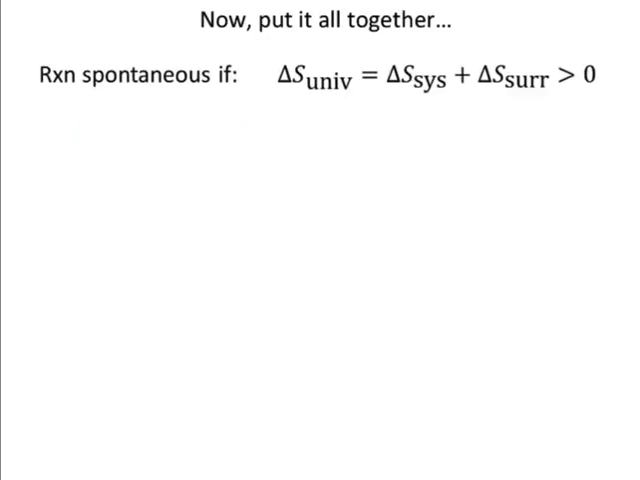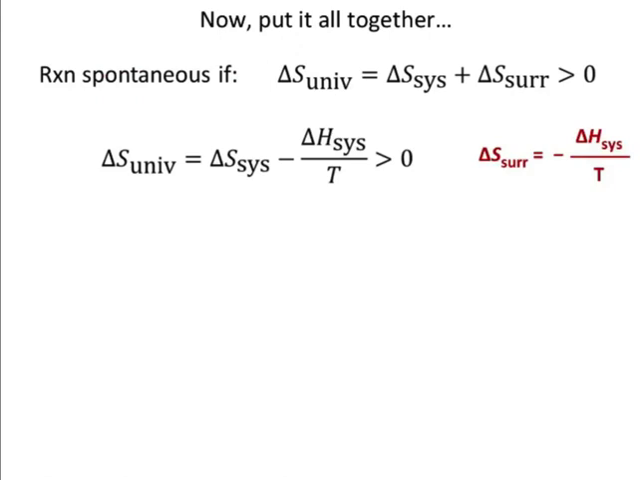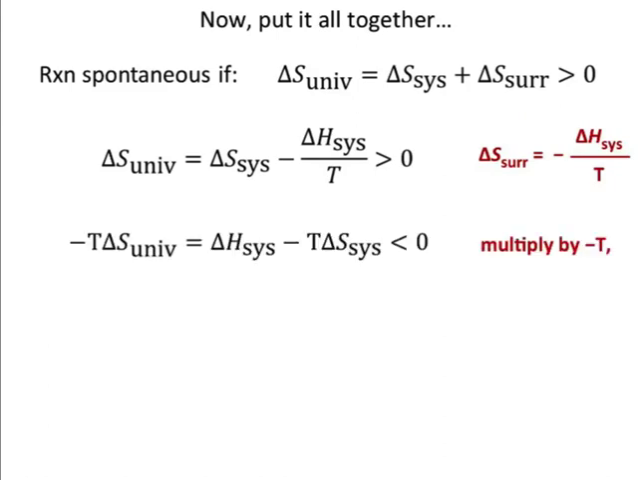Now let's put it all together. Your reaction's spontaneous if the entropy change of the universe is positive. We just calculated something for the entropy change of the surroundings, so we can plug this in here. And then we can multiply both sides by negative T. When you multiply an inequality by a negative number, it flips the inequality. Now we know delta H. We know delta S for the system. That's something we can calculate from values that are in tables, so that's easy. We know the temperature. We don't know this.